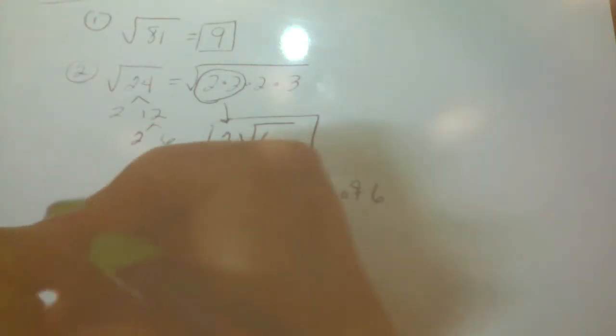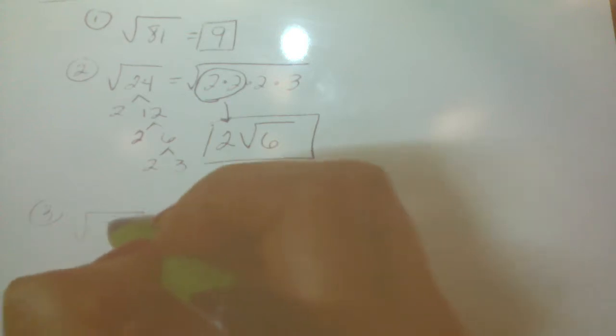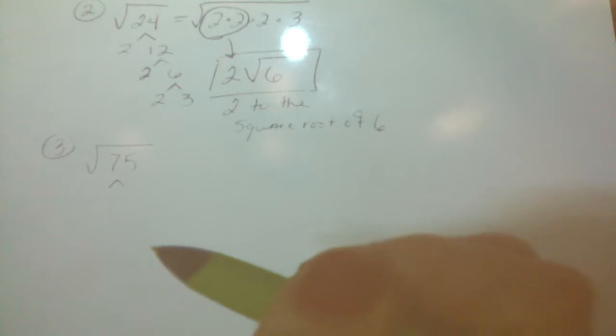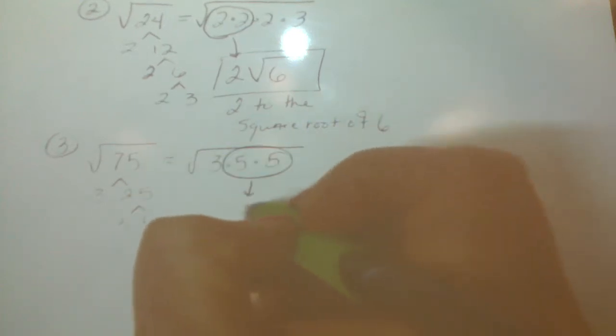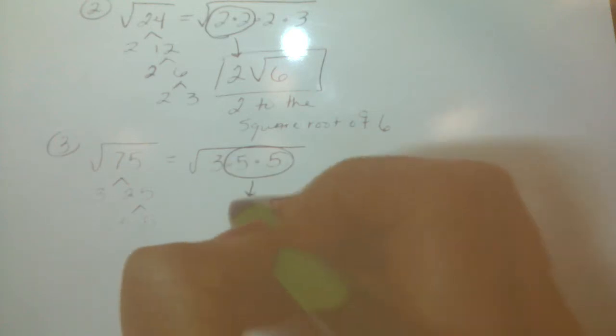Okay, let's take a look at number 3. I've got the square root of 75. So I know 75 is not a perfect square. Let's break it down. When I think of 75, I think about cents, three quarters. So 3 and 25, and then 5 and 5. So I'm going to rewrite this as 3 times 5 times 5. I'm going to group the 5s together. That's going to come out. And then what's left that I did not circle is 3.